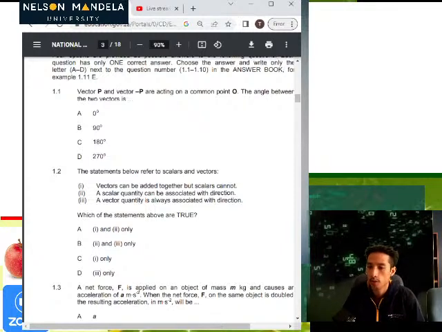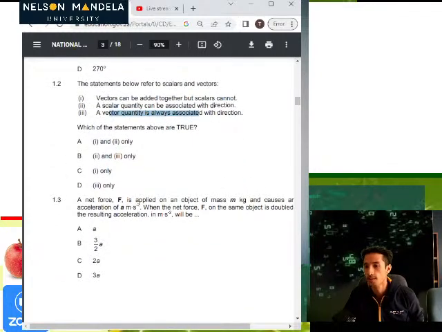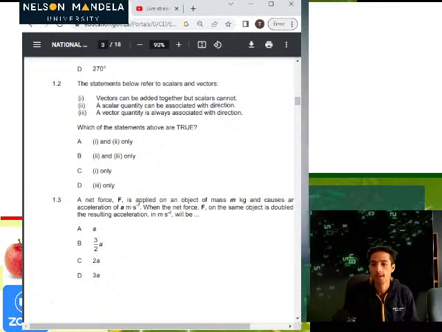A scalar quantity can be associated with direction. We know that scalar quantities cannot be associated with direction, because by definition a vector is associated with direction. A scalar is only associated with magnitude, which means quantity, which means how much of something. Therefore that statement is false, and a vector is always associated with direction. That is true, and in this instance our solution here would be D. Okay, so 3 is the only one that's true.